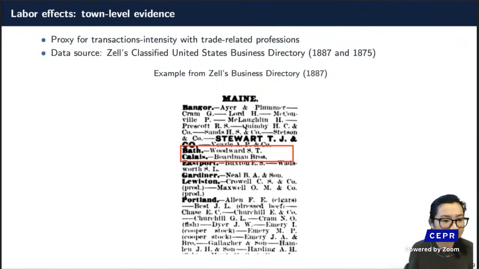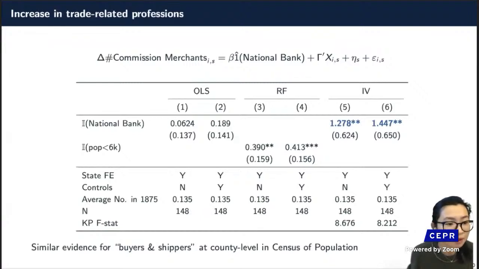We create a proxy for professions that are very transactions intensive, as being very trade related. The profession we found that was most trade related was that of commission merchant. Commission merchants don't actually produce anything. They literally are just middlemen. And what we see is that places that gain a national bank end up having a lot more middlemen advertising their services.